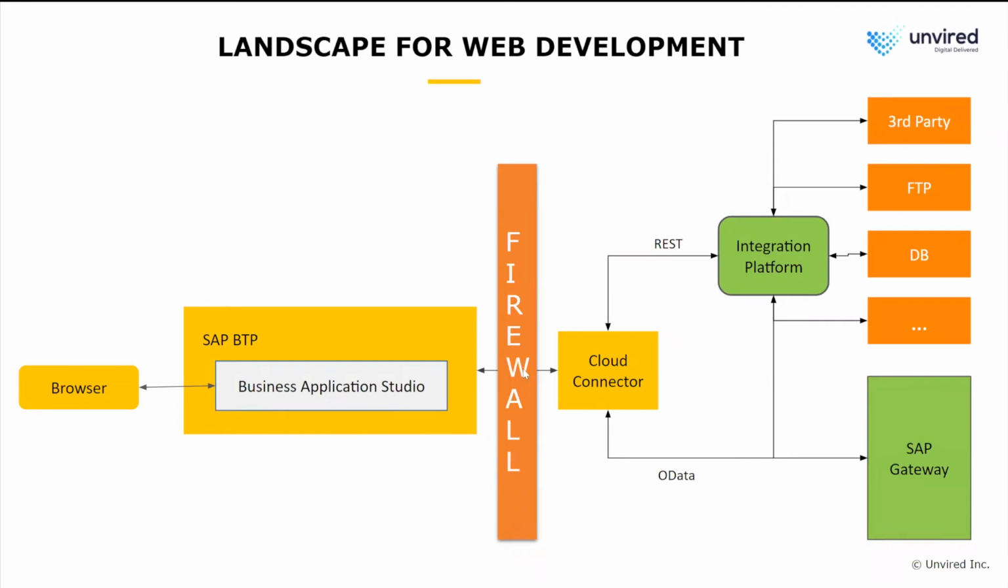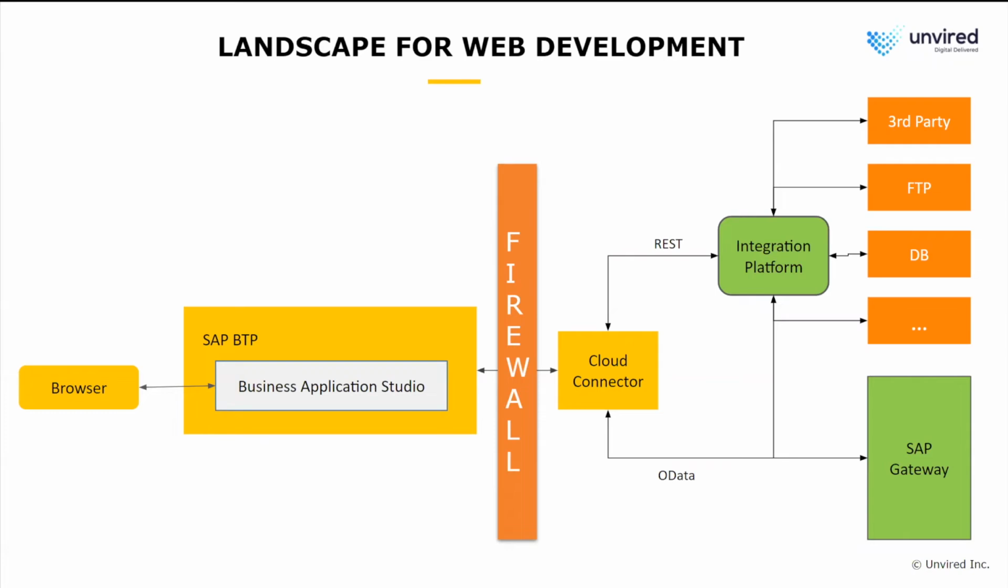And you would need an installation of the cloud connector within your firewall, which would open an outbound connection to the business technology platform, where using a browser-based IDE, you can build your Fiori-based applications, which can then be deployed onto your gateway system. So depending upon the kind of landscape that you have, you could have an embedded gateway or you could have a hub spoke model.